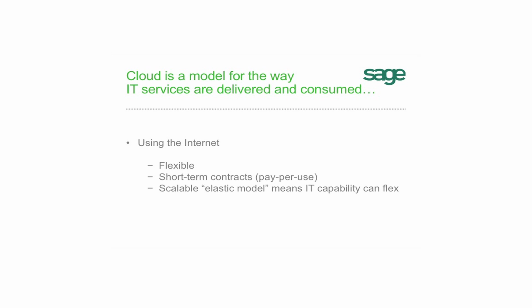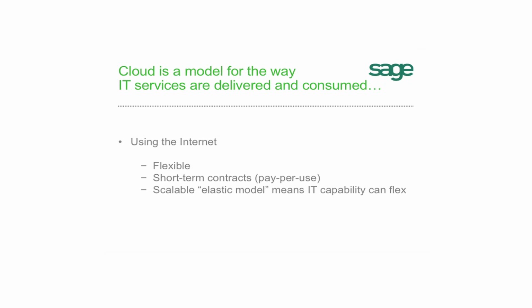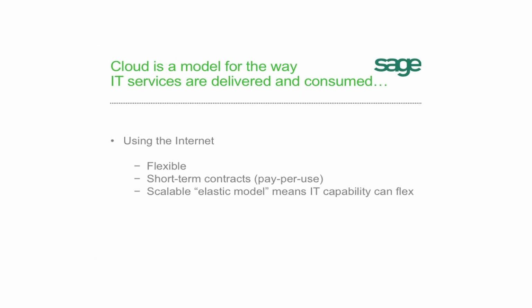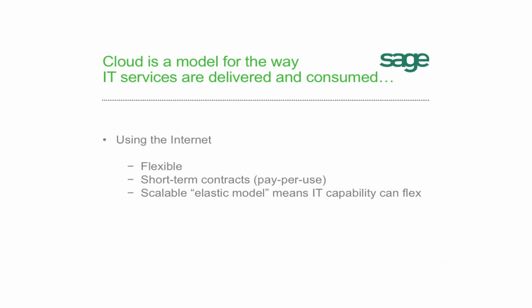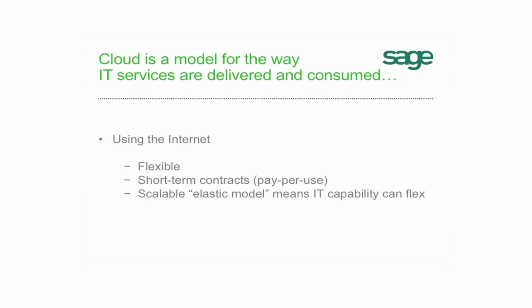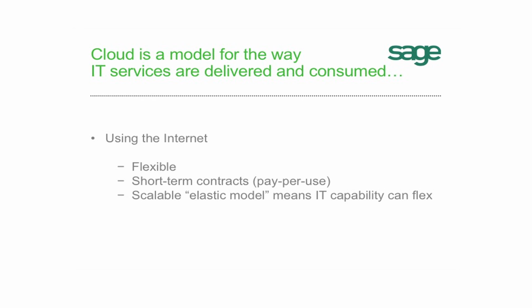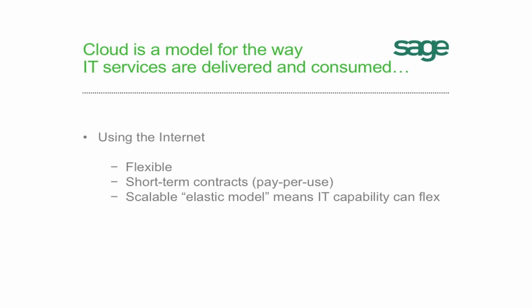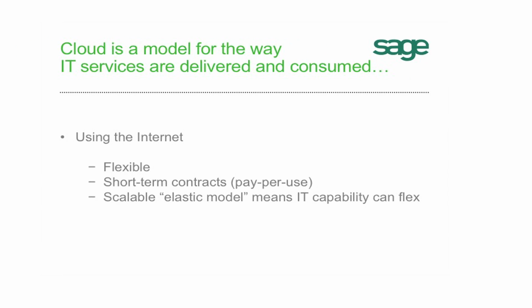So flexibility, so accessing on multiple devices, anywhere, anytime. Short-term contracts are also a key element of what is considered cloud these days. So it tends to be on subscription, and that tends to be monthly subscription that can be cancelled. So it gives that flexibility and that easy access. And also the scalability. So it means that with cloud models, they're quite elastic. So as your business expands or contracts, the cloud service or software can actually scale with you.